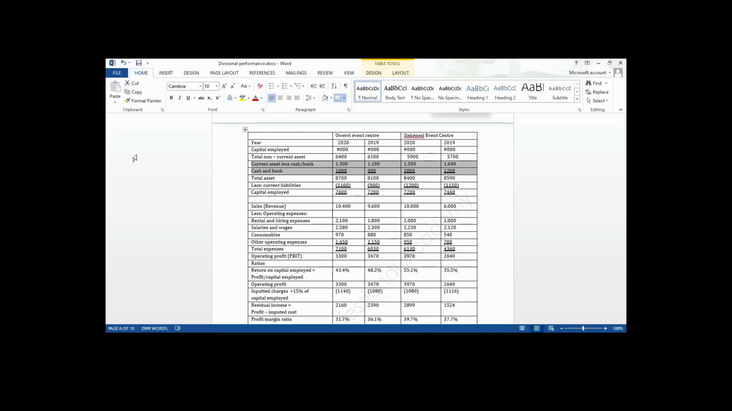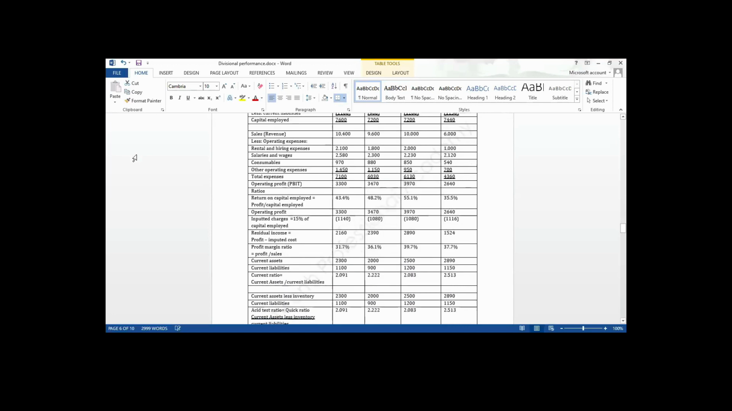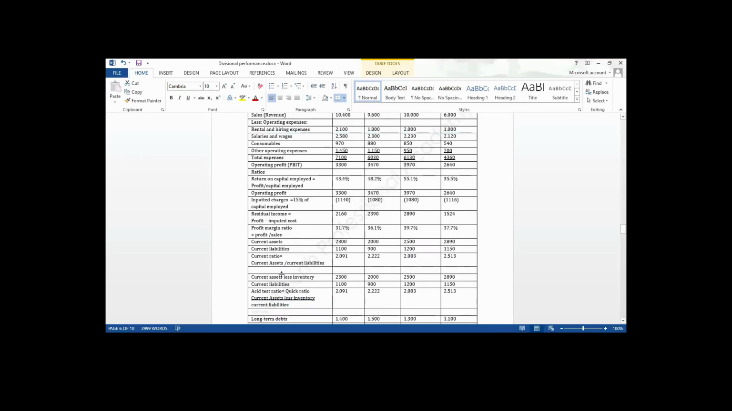For the second center, you have 2020, 1,500 plus 1,000. That's 2,500. Then for 2019, 1,690 plus 1,200. What do you have? 2,890. So we can check it now. 1,000, 2,300, 2,000. Look at it here.